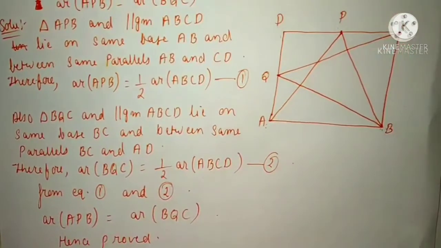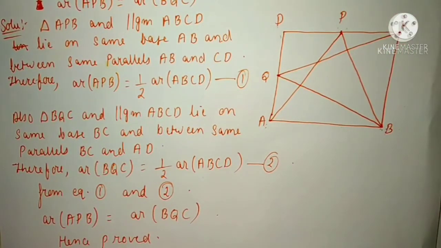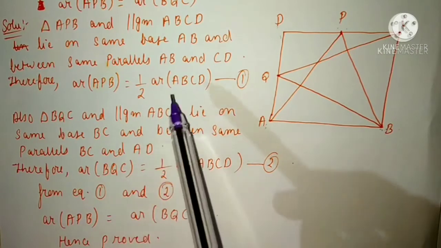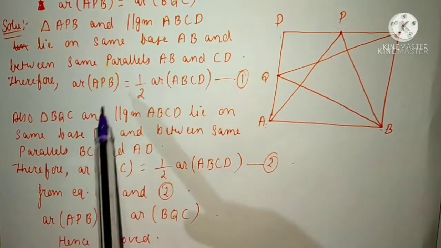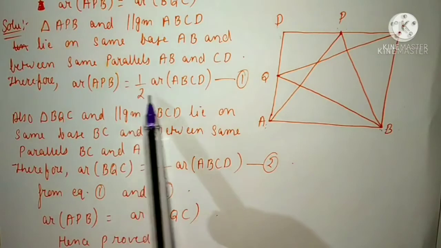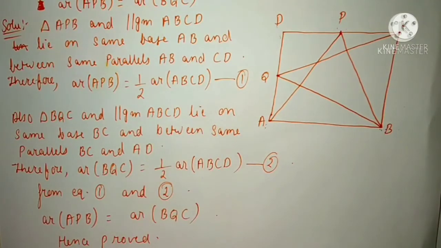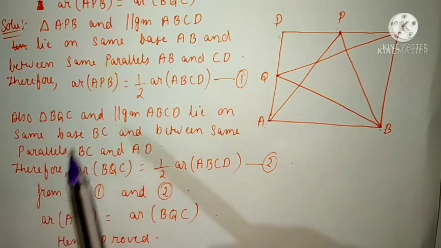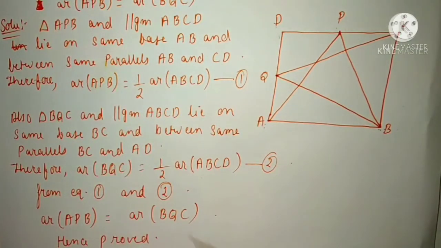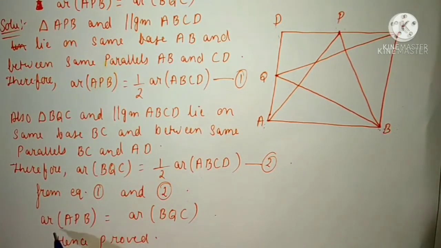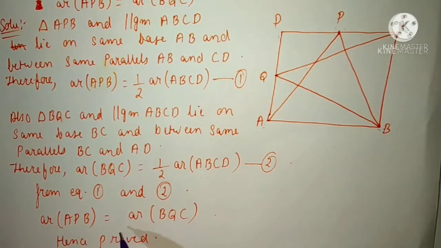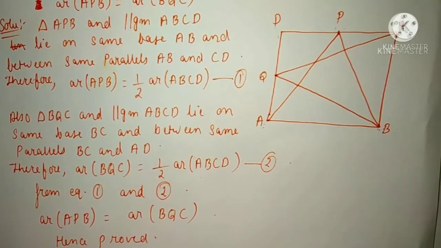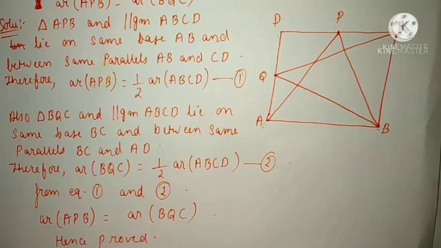Now add equation number 1. Sorry, we don't have to add equations. See both equation 1 and 2. In this, area of APB is equal to half of area of ABCD, and in this area of BQC is half of area of ABCD. RHS of both are the same, that means their LHS will also be the same. So we can write from equation 1 and 2, area of triangle APB is also equal to area of triangle BQC, and this is only what we have to prove. So at last we can write hence proved.